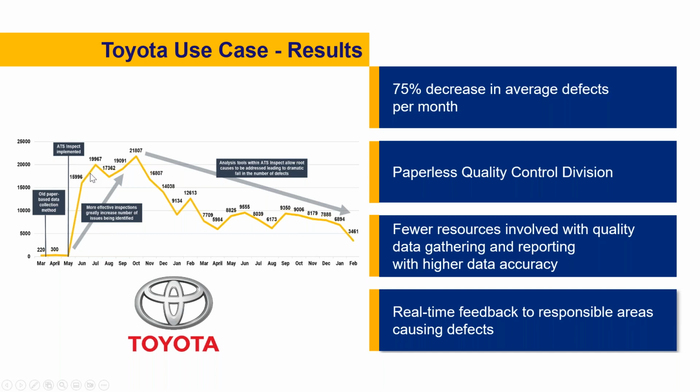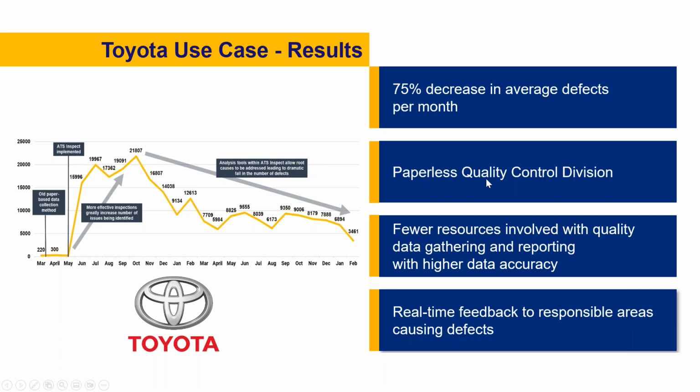So what we have here is about 2 years of data of using Inspect. If we continue all the upward trends, it actually goes up to about 35,000. But after less than 2 years, they were down to 3,500. So it says here it's a 70% decrease based on the highest number of 22,000, but it's actually more a 90% decrease in the number of defects per month.